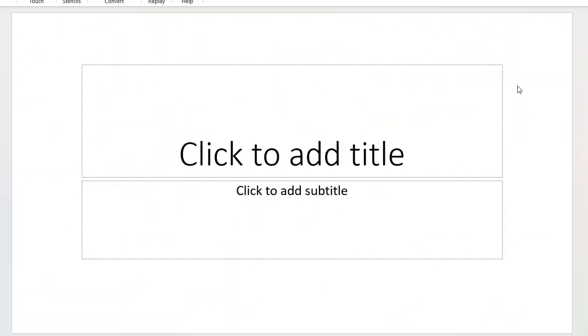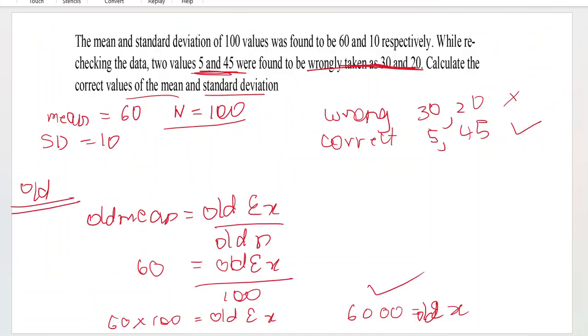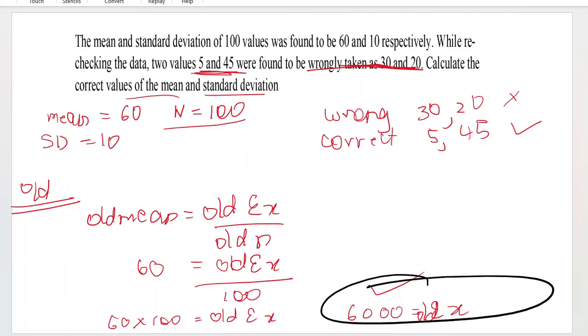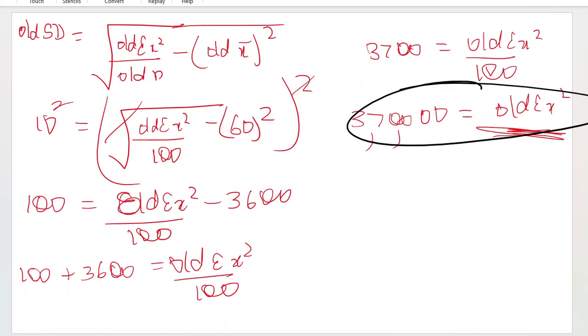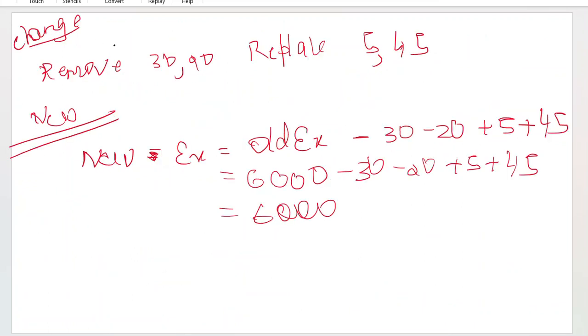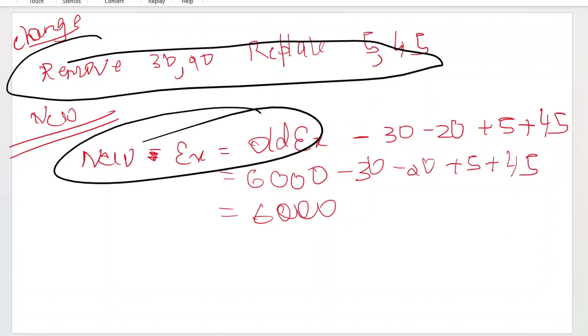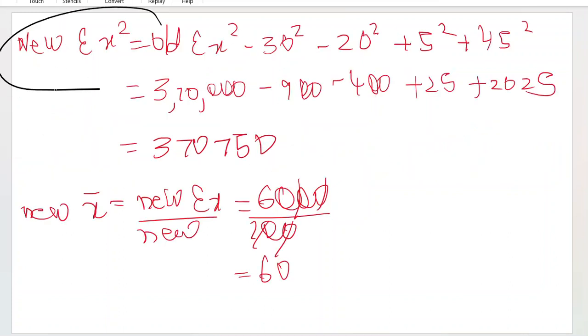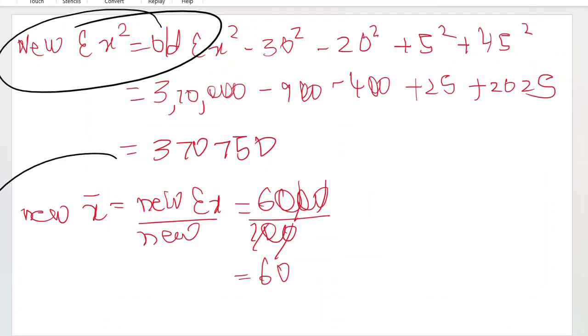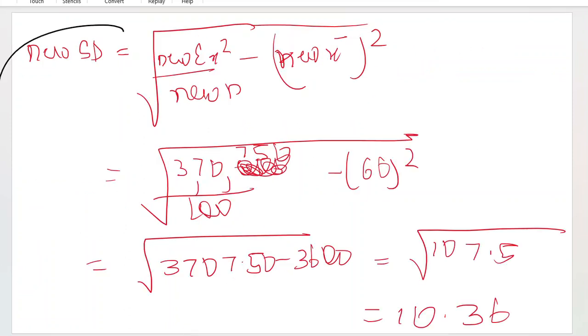So in this problem, we have to basically deal with the old part, in which we have to find the old sum of x and also the old sum of x square. In the next part, we have to do the change. That means we have to remove 30 and 20, replace them by 5 and 45, and now we calculate new sum of x, new sum of x square, and therefore calculate new x bar and new SD. This solves the problem.